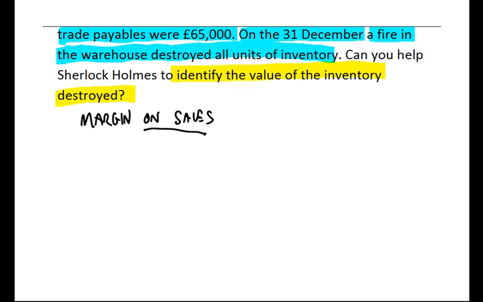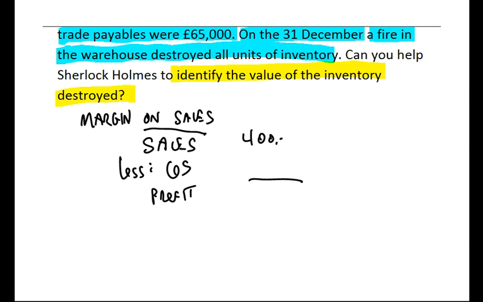Now, in terms of how we can show this, there are different ways you can lay your information out, but if you imagine how a very succinct profit and loss works, you'd have sales less cost of sales would give you your profit. Now, we know in this example that the sales were 400,000, but initially we don't know what the cost of sales is and we don't know what the profit is. There are missing figures that Sherlock Holmes is trying to identify.